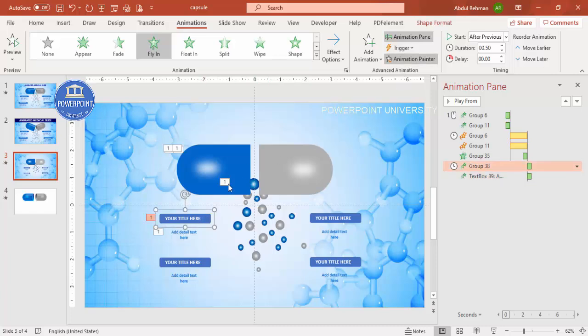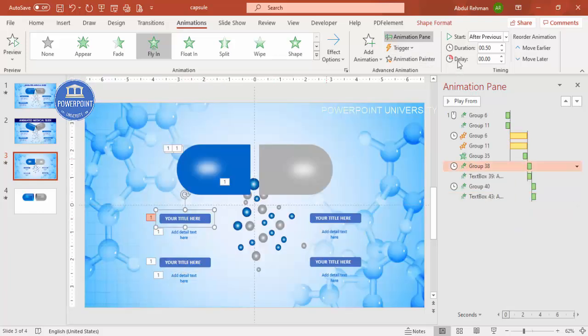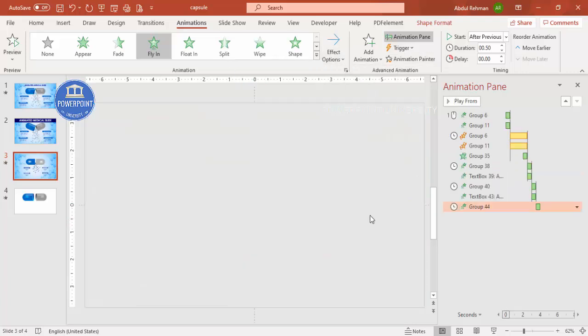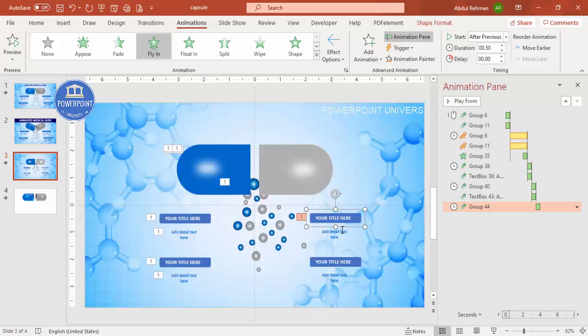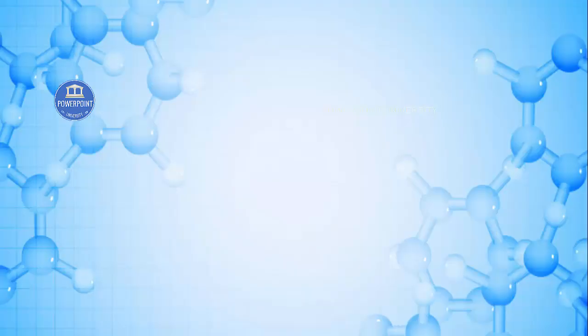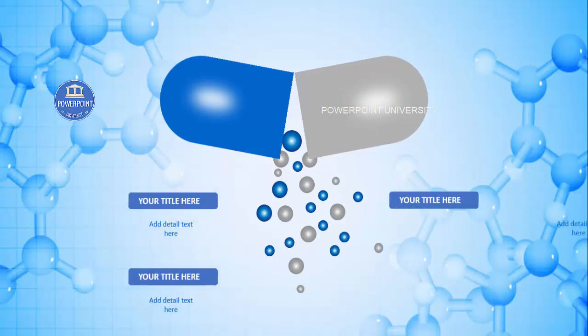Then using the animation painter, I'm going to copy to the other options. You can see here, again let me click it here, and this one I will move to the right. Okay, and then I can double click this also, and do one by one. That's it. So if I play the slide, you can see here it comes, and then you can add the contents as per your requirement.